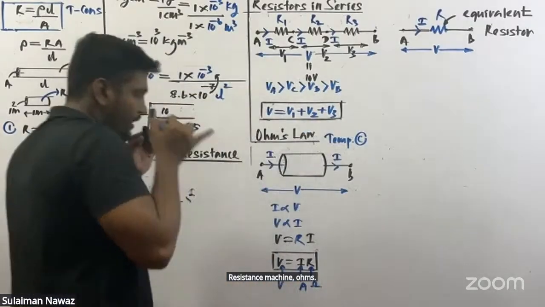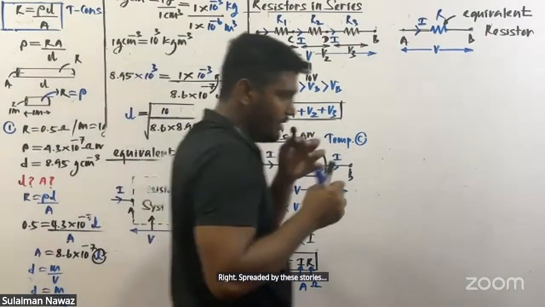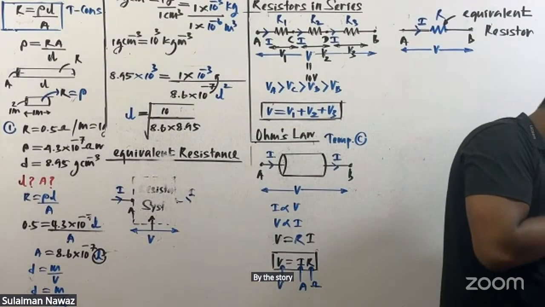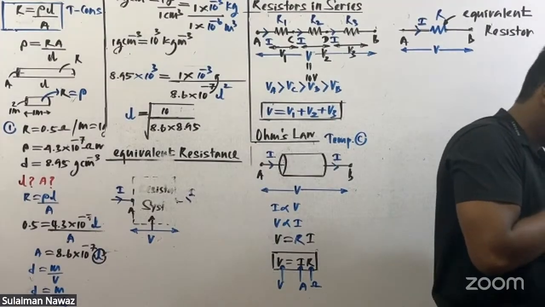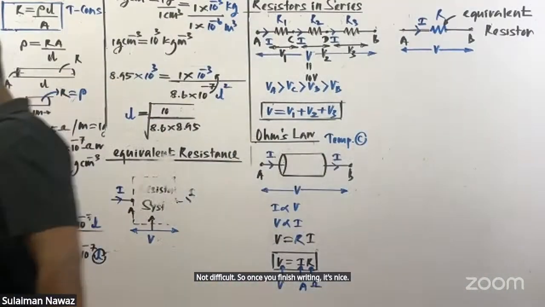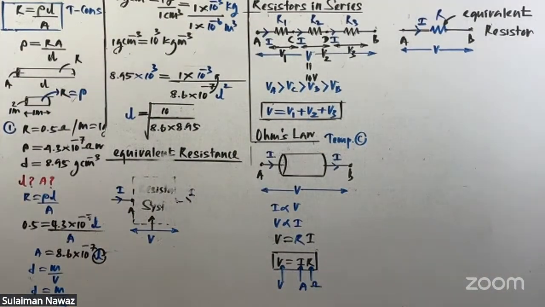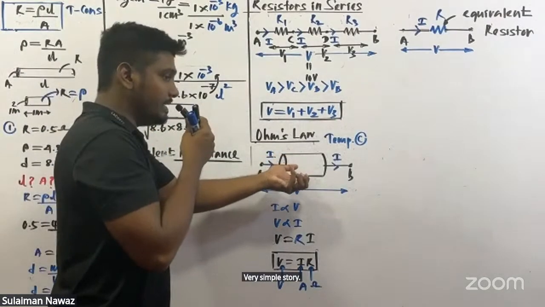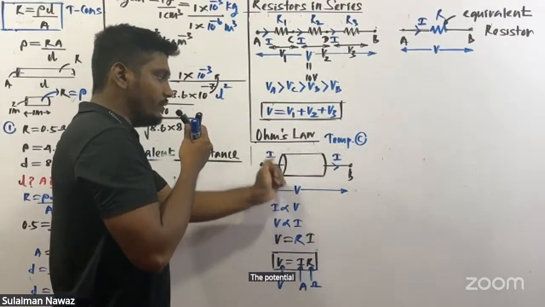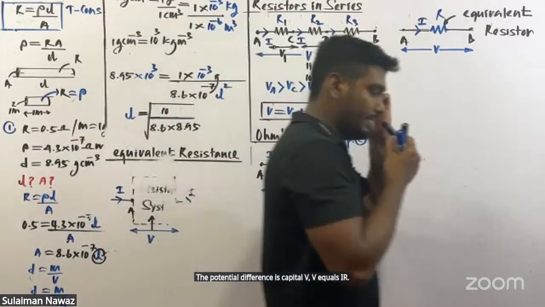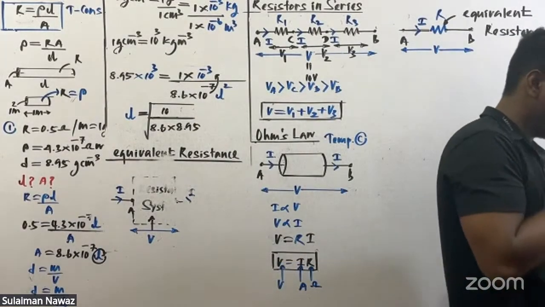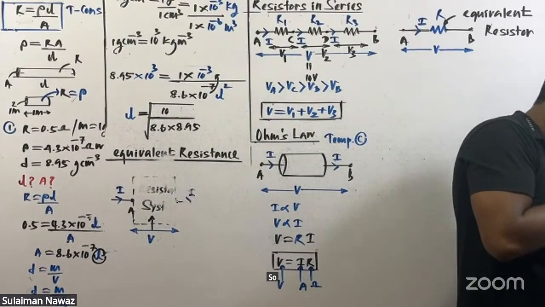Right. So write the story. Not difficult. So once you finish writing, raise your hands. Very simple story. If there's a conductor, current passing through the conductor is capital I, the potential difference is capital V, V equals IR. R is resistance of the conductor. So once you finish, raise your hands.